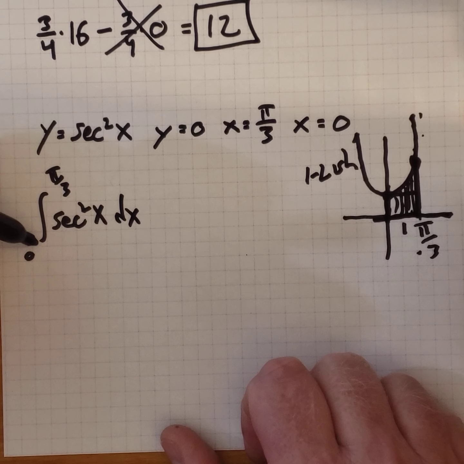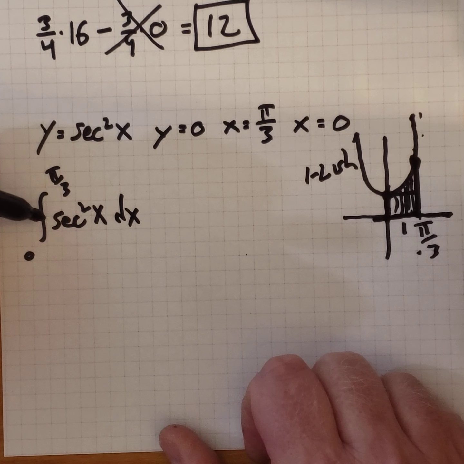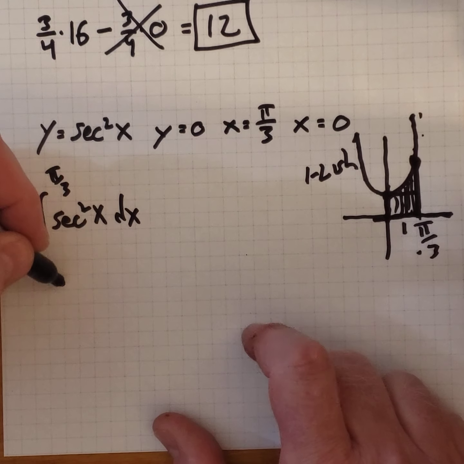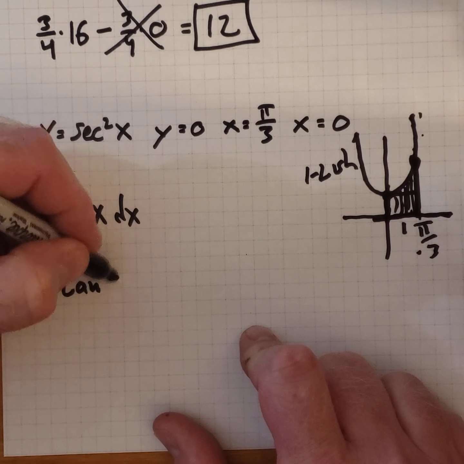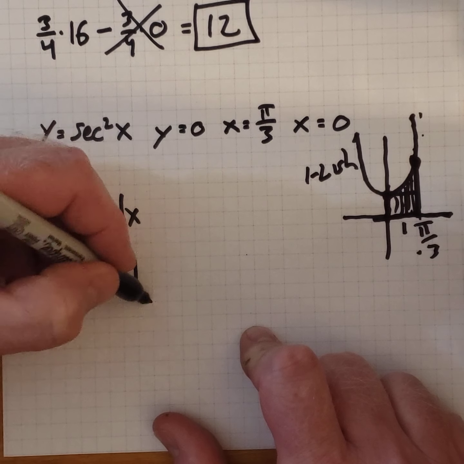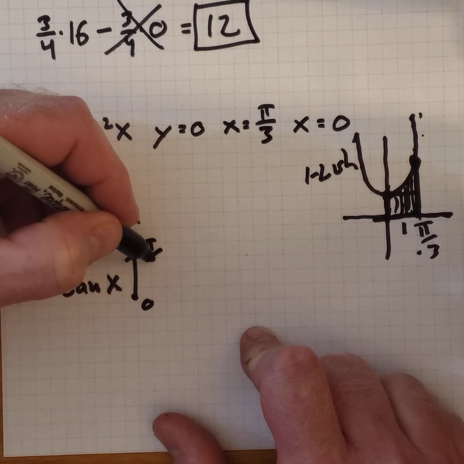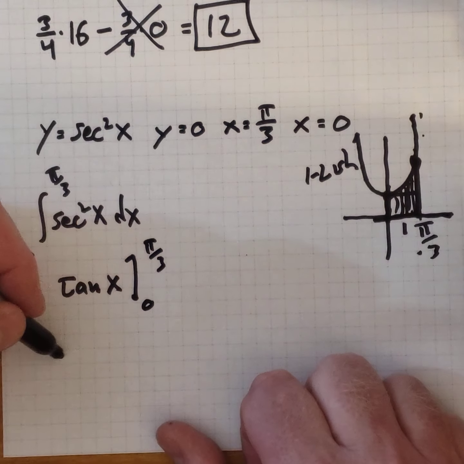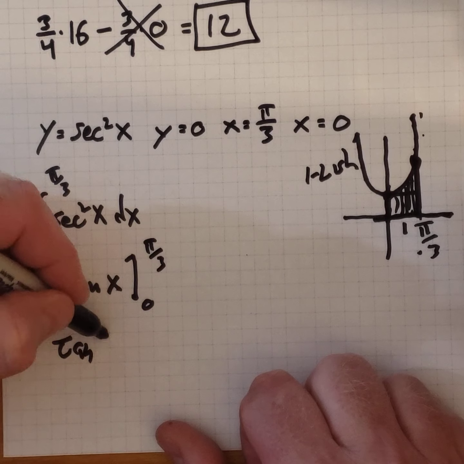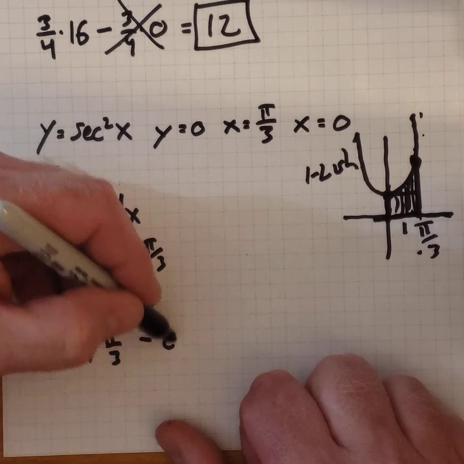Right. The antiderivative of secant squared is one of the ones you should have memorized. That's just tangent from 0 to pi over 3. So that's going to be tan of pi over 3 minus tan of 0.